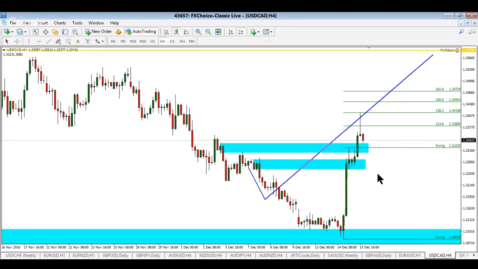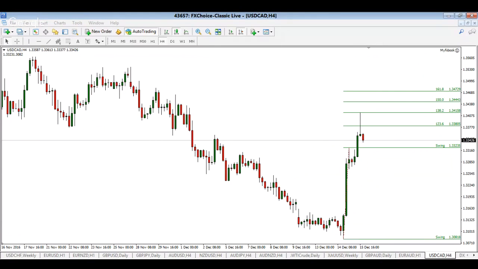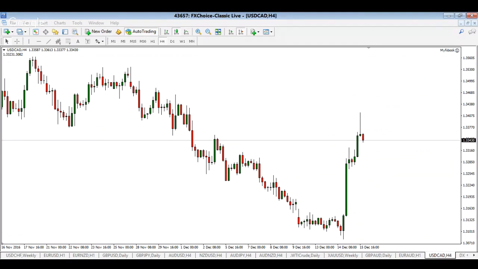So first things first, let me clear this chart. All right. The first thing you want to do is go on a higher time frame, a strong time frame, preferably the daily, weekly, or monthly. Those are the three strongest time frames. The stronger the time frame, the stronger the confirmation of your analysis.